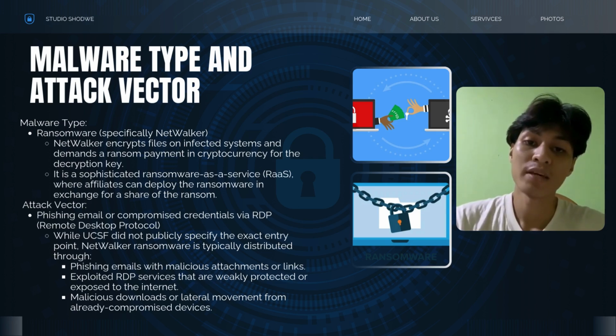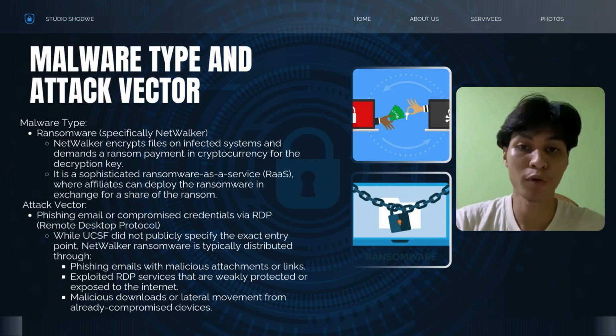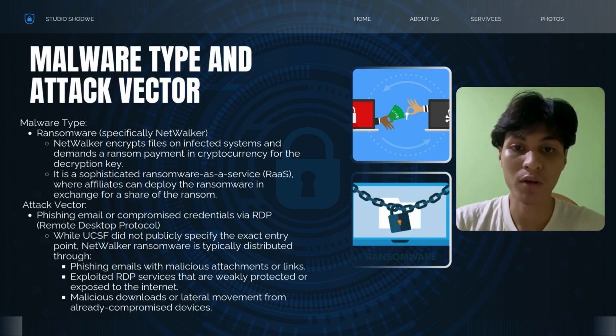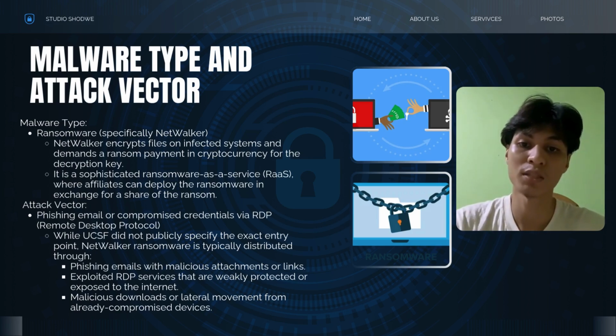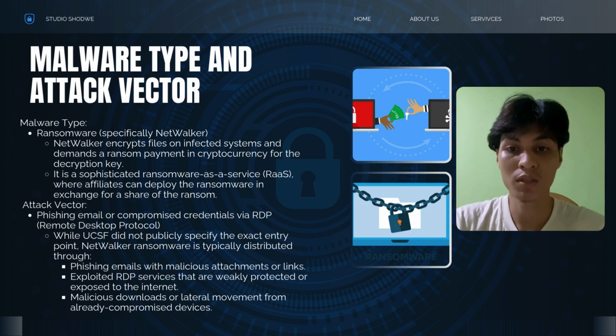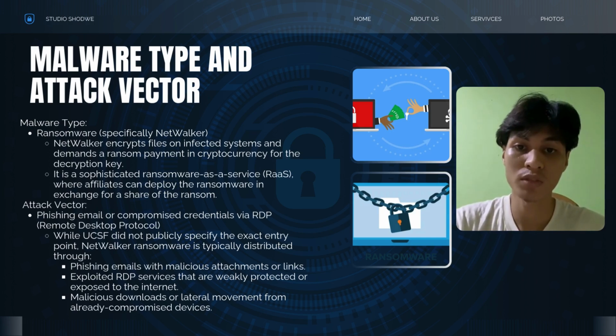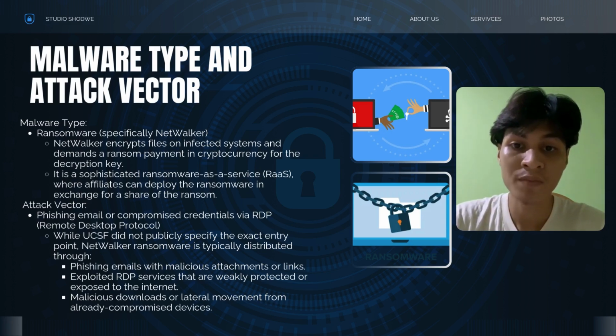Additionally, UCSF may have had insufficient endpoint protection, a lack of network segmentation, or delays in applying security patches, factors that would have allowed the malware to move laterally across systems and encrypt a large volume of data. These vulnerabilities emphasize the importance of implementing strict access controls, advanced threat detection, timely system updates, and comprehensive employee cybersecurity training to prevent similar incidents in the future.